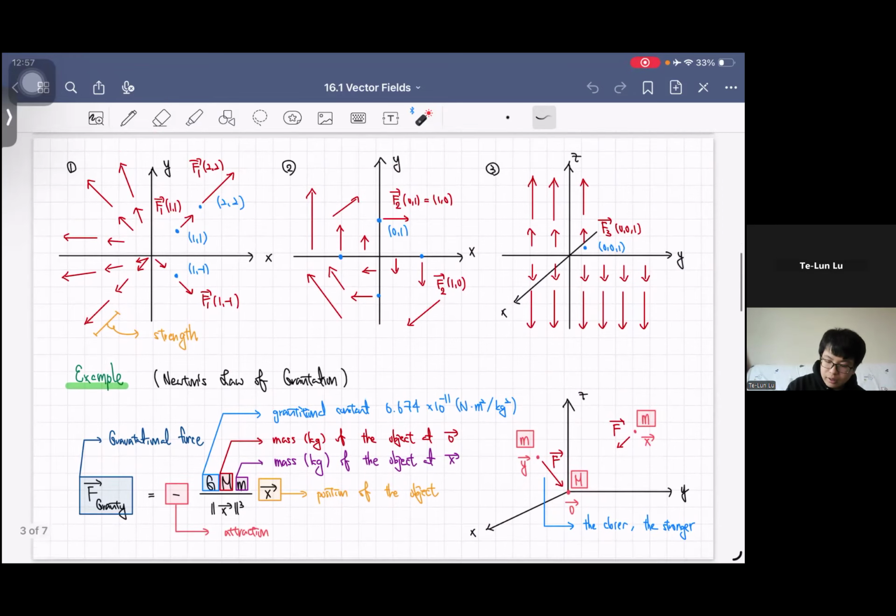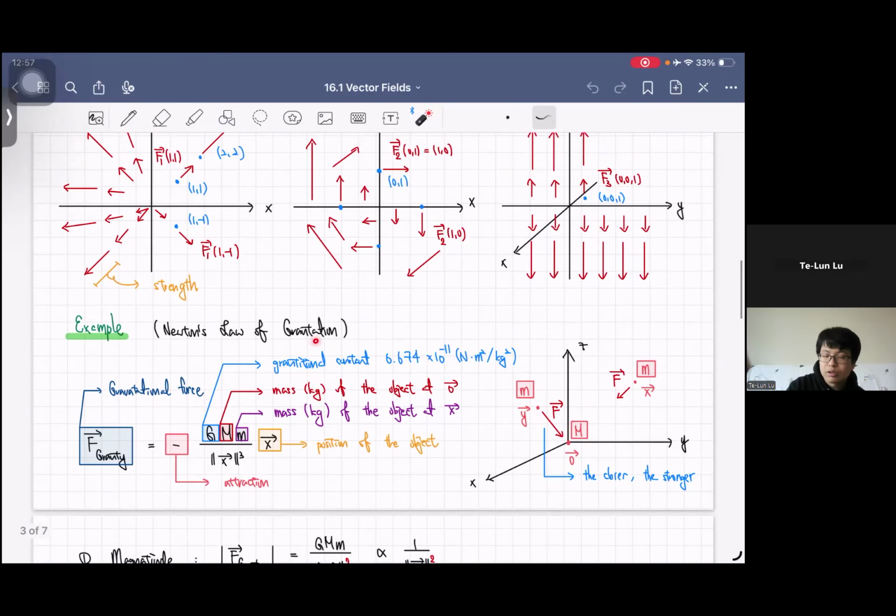So first of all, the well-known Newton's law of gravitation shows that the force gained by the gravity is equal to minus GMm divided by |x|³ times x. So let's go through the notation one by one. First of all, this G is simply a constant. It is called the gravitational constant, given by this very small number. That is basically why you and me do not have that much gravitational force between each other.